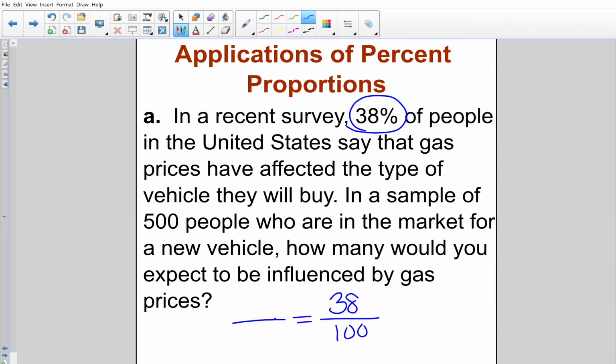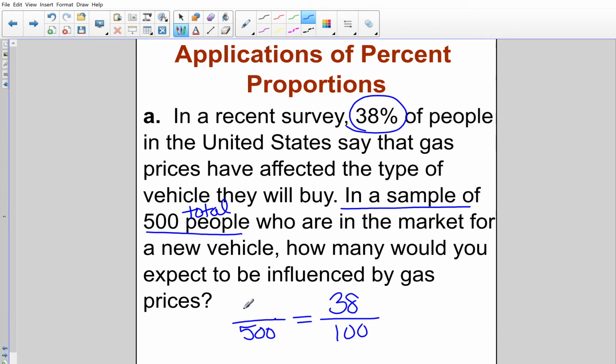Now, they're saying that they have a sample size. In a sample of 500 people. So when you do surveys, it's basically you're going to survey a total amount of people, and that's going to give you a good idea of how people will respond. So when they give you a sample of 500, this is the total number of people asked. So that's all the people that they're going to ask for this survey. So because they give you the total amount, that 500 goes on the bottom.